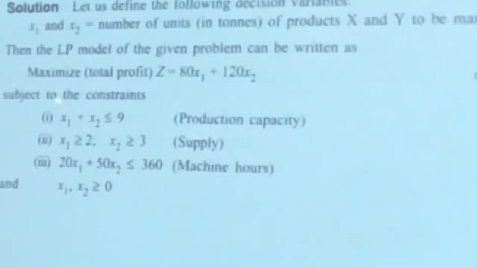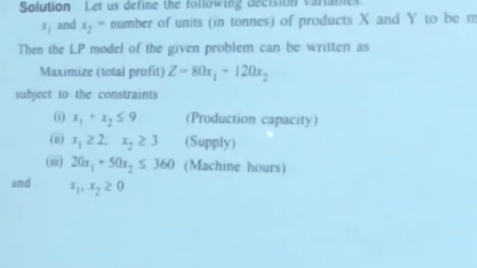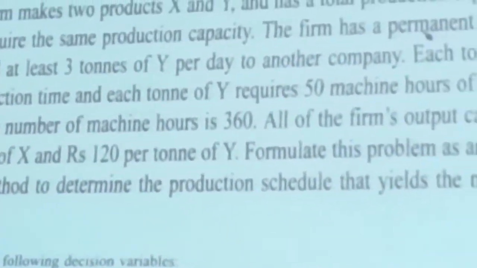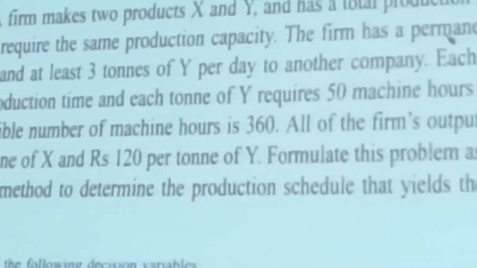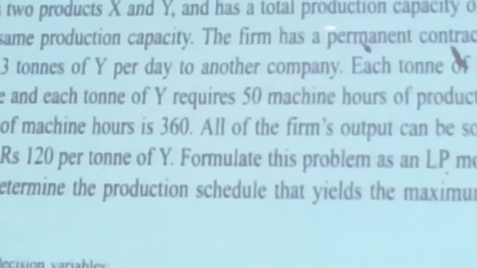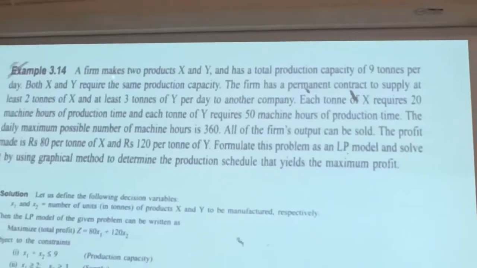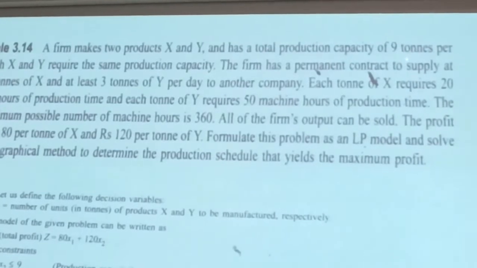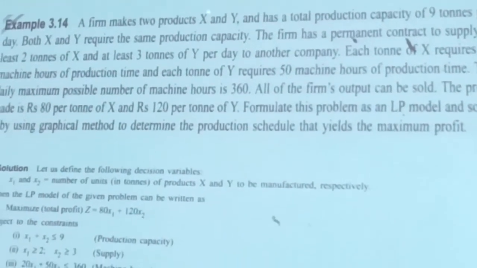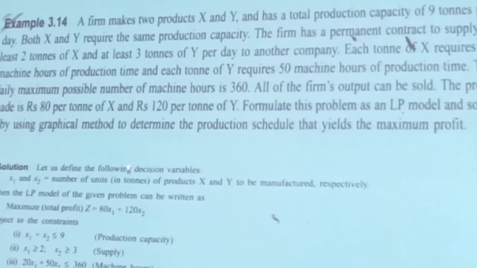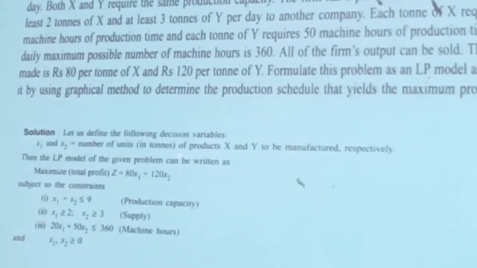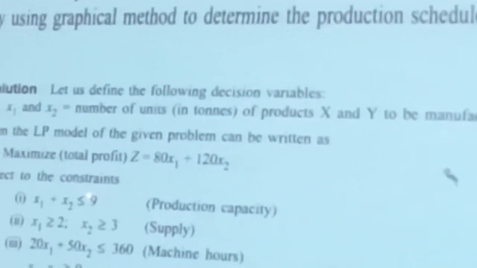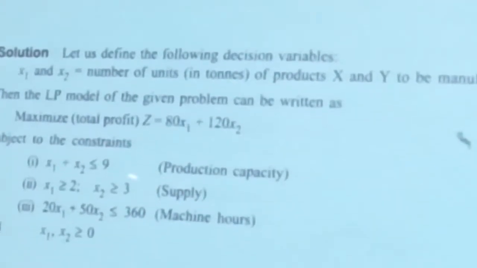What is the constraint? X1 plus X2 less than or equal to 9. This is the production capacity. Where is it in the problem? Here it is, in the first line itself: a firm makes two products X and Y and has a total production capacity of 9 tons. That means I can make X and Y any number of tons, but the maximum is 9 tons. That's why we said X1 is how many of X to make and X2 is how many of Y to make. Together you can make a maximum of 9 tons in a day. X1 plus X2 less than or equal to 9.